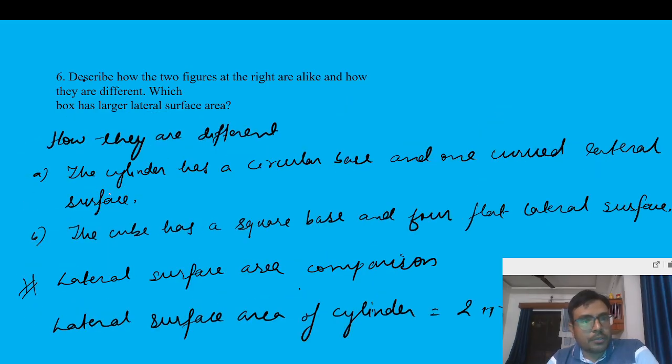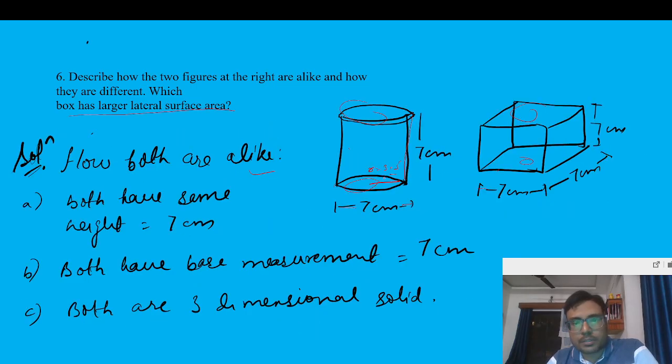Now how are they different? The cylinder has a circular base and one curved lateral surface. So this is the circular base and this is the curved lateral surface. It is not a straight line, it is something like curved. You might have seen a cylinder in your homes also. So that is the cylinder.